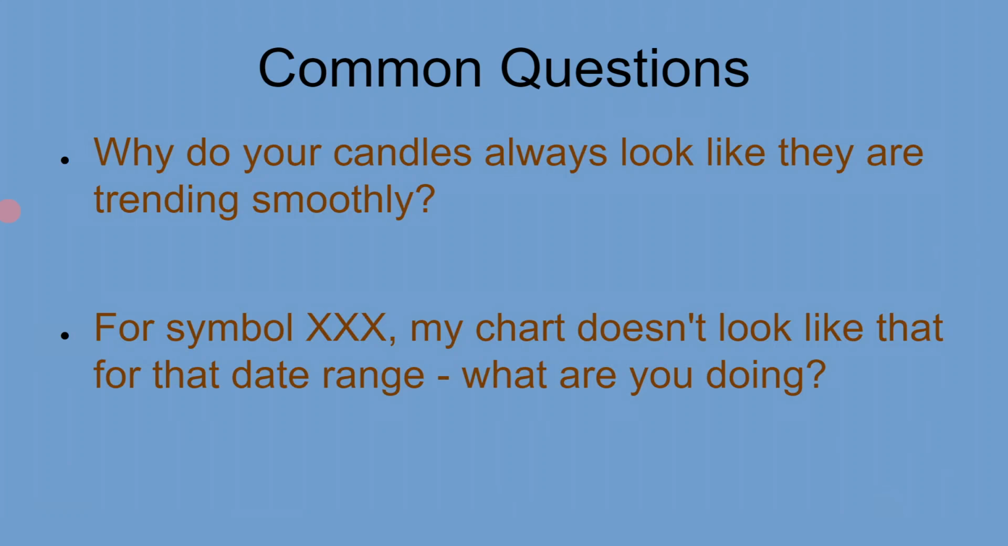I'm going to be doing a short video today answering a couple questions that, when you distill them down, are the same question: why do your candles always look like they are trending so smoothly? The other variation I often get is, for symbol XYZ, whatever symbol I have up on the screen, my chart doesn't look like that for that date range. What are you doing differently?